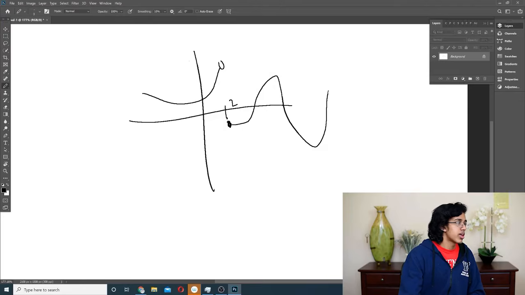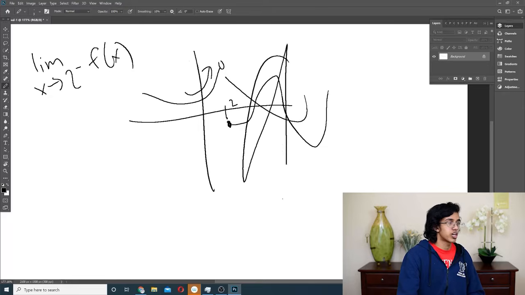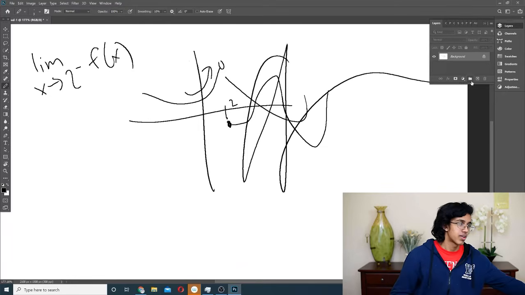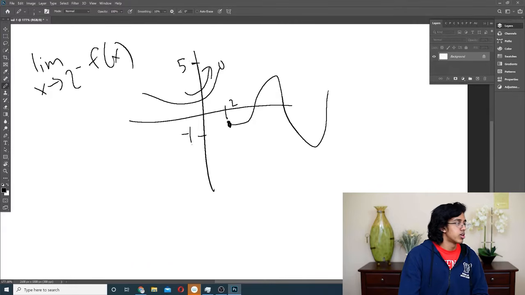So the way you say left side, you say limit as x approaches 2 from the minus, which means it comes from the negative side. So this is the negative side of the graph. It approaches this way, and then you ask yourself, what does f of x approach as x approaches 2 from this side? Who cares about this side? This side is useless for us. We only care about the left side. So if we're only looking at the left side, what does it approach? Let's say this is 5, and this is like negative 1. Then our f of x approaches 5.